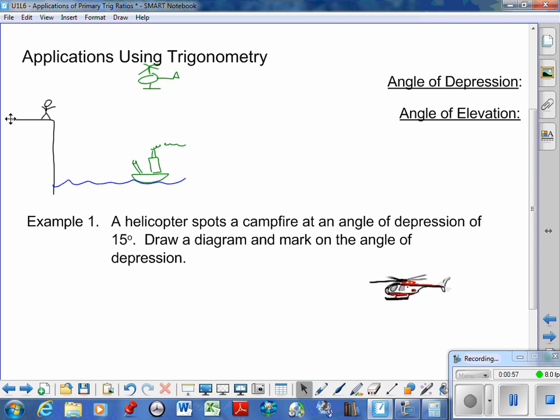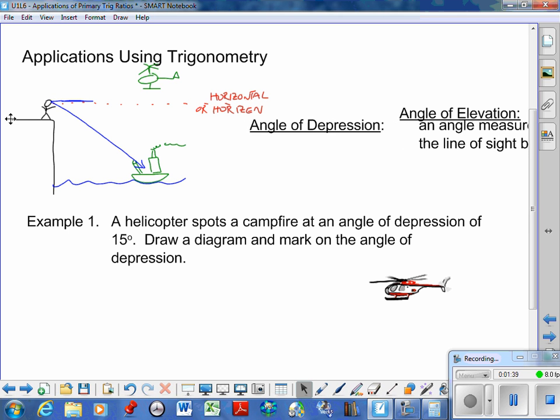What we have here is the two terms fit in here. If you look straight out to the horizon, that is the horizontal, or horizon. So everything is measured from the horizontal. So if I was to look down at the really cool boat I drew, that no one's laughing at, the angle that I make with the horizontal is our angle of depression.